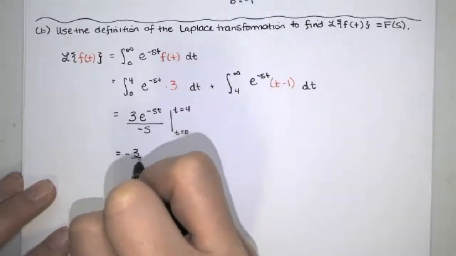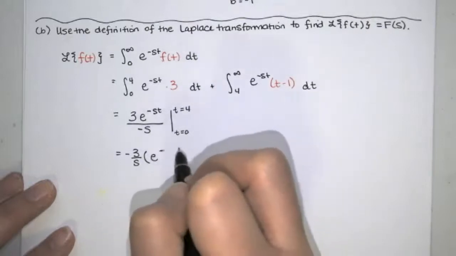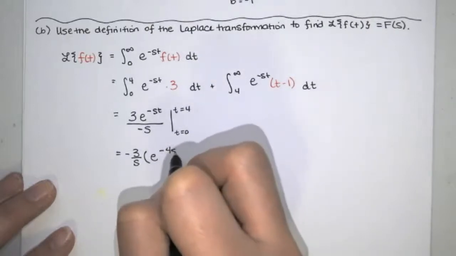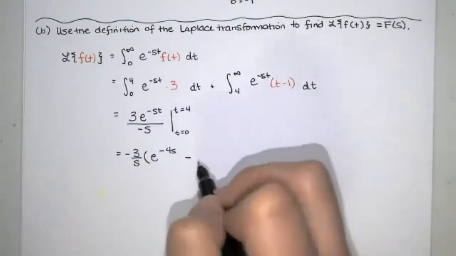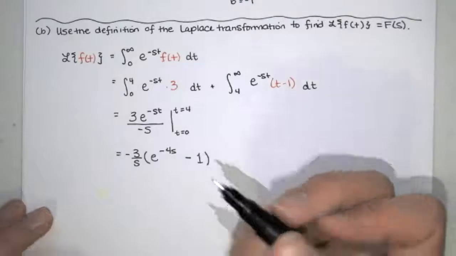And if we factor out the negative 3 over s, this is what we get. We have e to the negative s times t, where t is 4, minus e to the 0, which is 1. Okay, so that's what we have there.